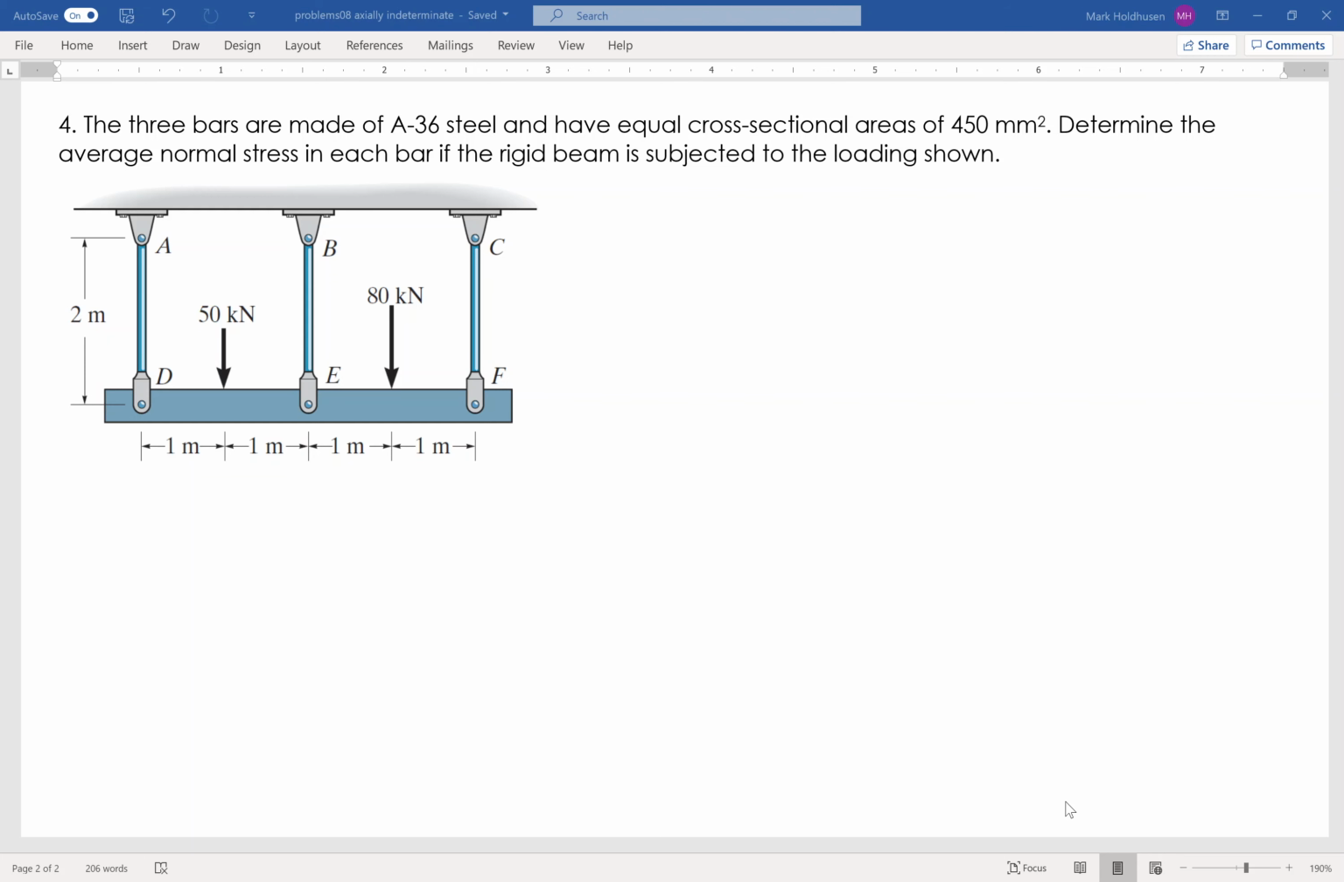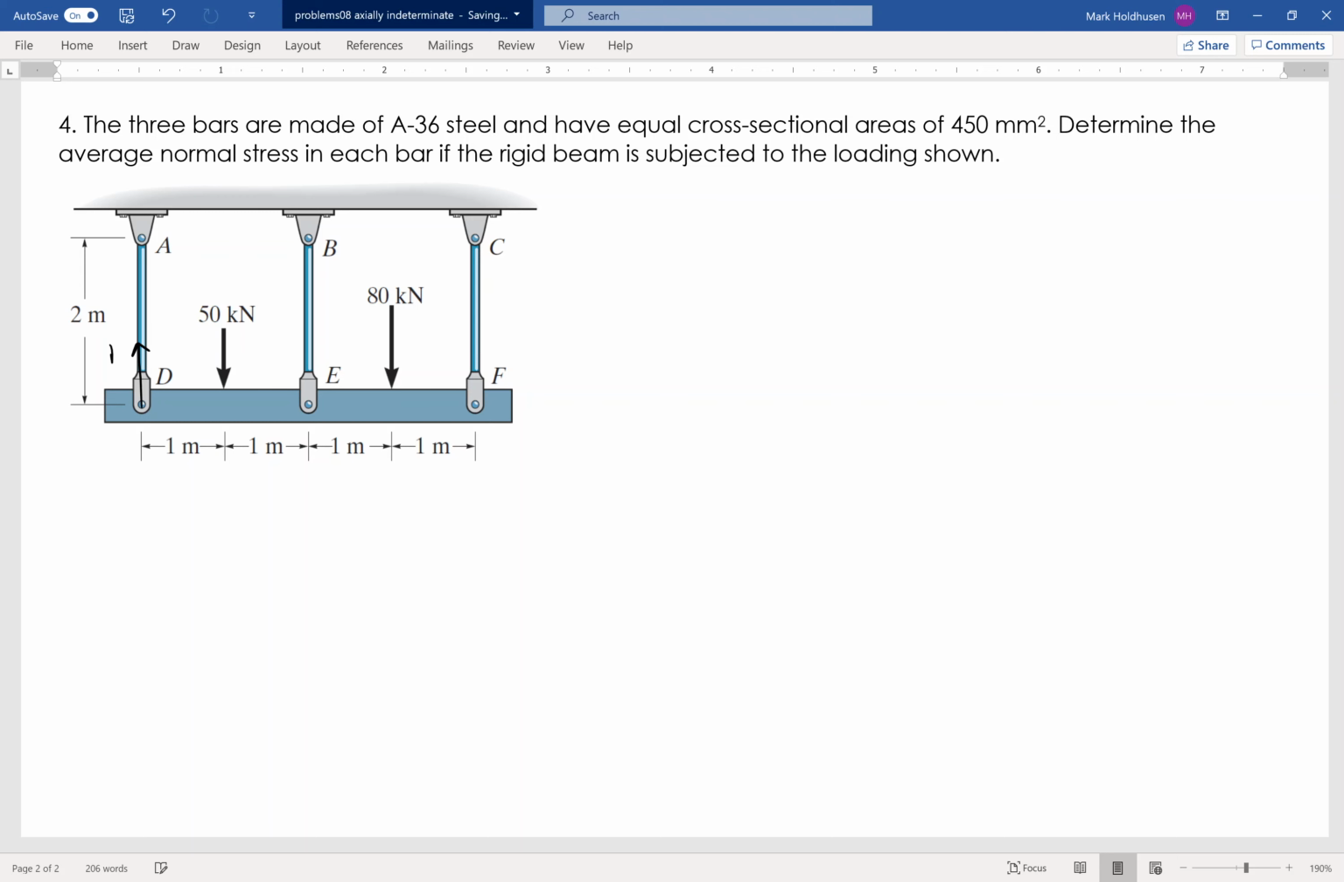Okay, we've got 3 bars, each made of A36 steel, 450 cross-section. I want to find the normal stretch in each bar given this loading. The first thing again, I'm going to do statics here, and I'm going to draw the free body diagram right on here just to conserve some space.